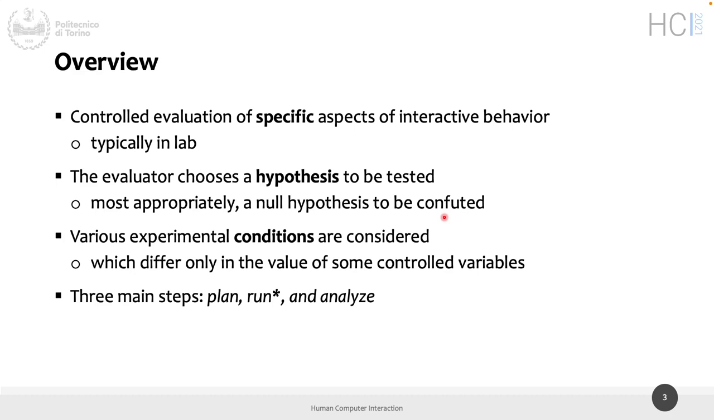So which are the three main steps of control experiment? They are actually the same as usability testing. We need to plan the study, we need to run the study, and then we need to analyze the results. And the running phase is not much different from the usability testing. The planning is slightly different, because again, we need to formulate this hypothesis. We need to choose what we want to compare with our application, or one version with another version. A set, a page with another page, with another version of the same page, etc. And also the analysis phase is different.